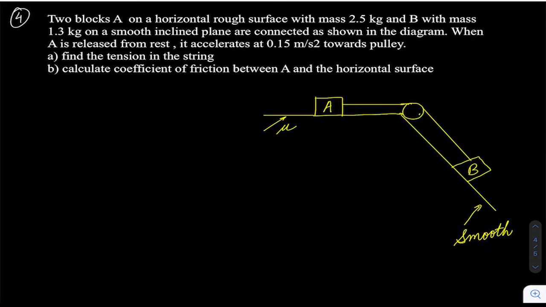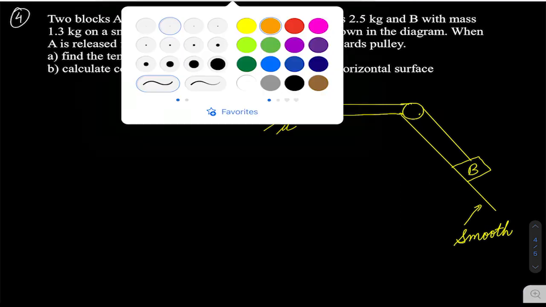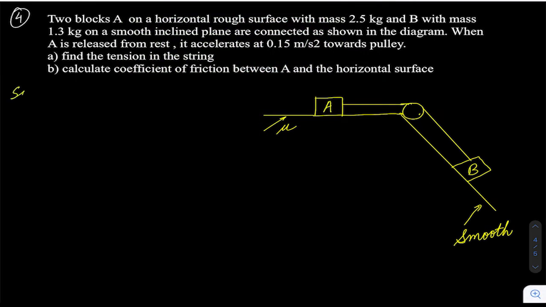Now the next question is: two blocks, A on a horizontal rough surface with mass 2.5, and B on a smooth inclined plane of mass 1.3, as shown in the diagram. When A is released from rest, it accelerates at 0.15 meter per second square towards the pulley. Find the tension and coefficient of friction. Okay, so again, whenever this kind of question comes, the first thing that we do is make a free body diagram. So let's make the diagram.